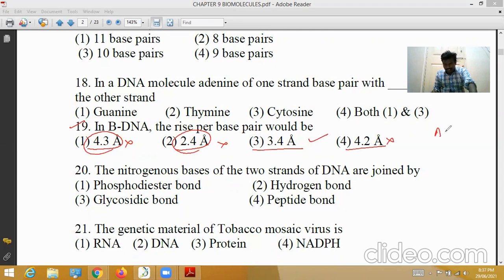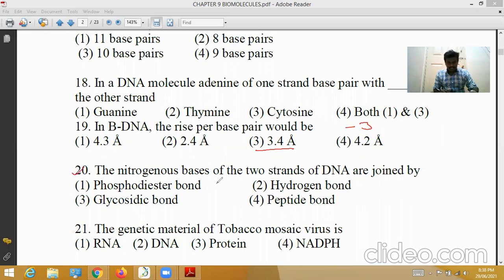So in between, adenine always combines with thymine, and cytosine always combines with guanine. In between these two, the distance is 3.4 angstroms. Okay, that's all. The correct option for the 19th question is 3. The third option is correct. In B-DNA, the rise per base pair would be 3.4 angstroms.